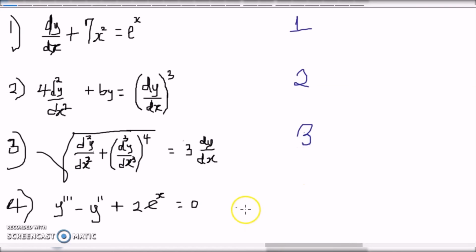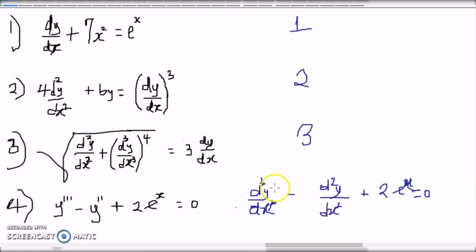Now let's look at the fourth one: y''' − y'' + 2e^x = 0. Now y''' is just another way of writing d³y/dx³, and y'' is the same thing as saying d²y/dx². That implies that the question is the same as the previous one, because my y''' is the same thing as d³y/dx³, and my y'' is the same thing as d²y/dx².